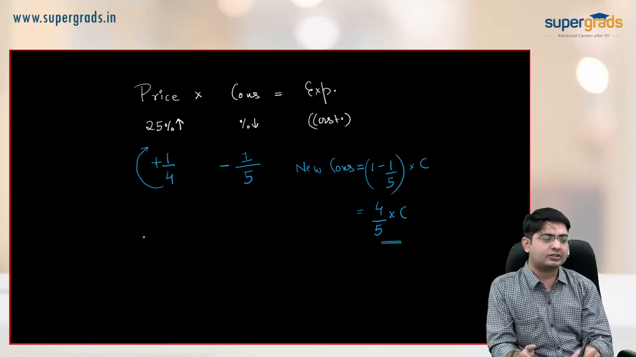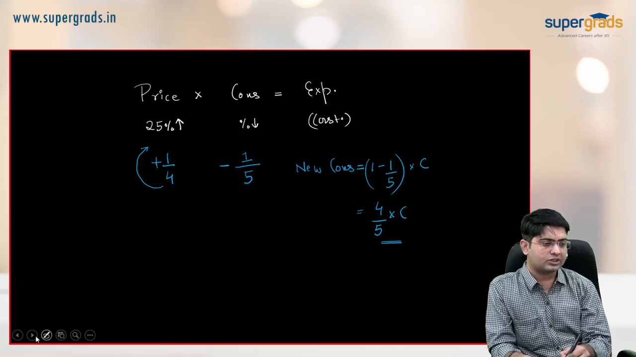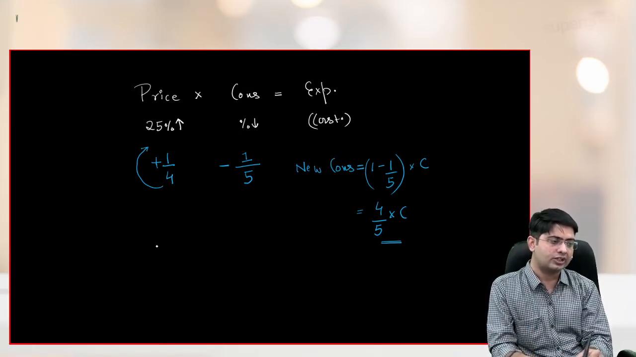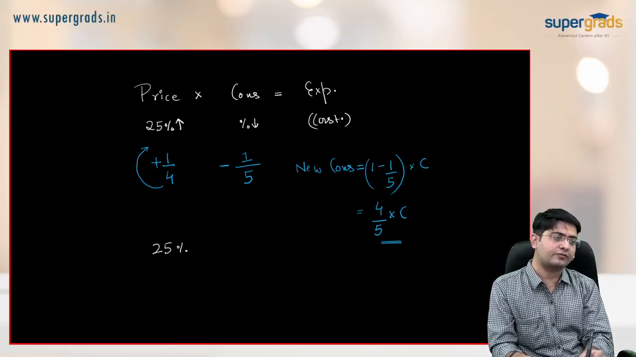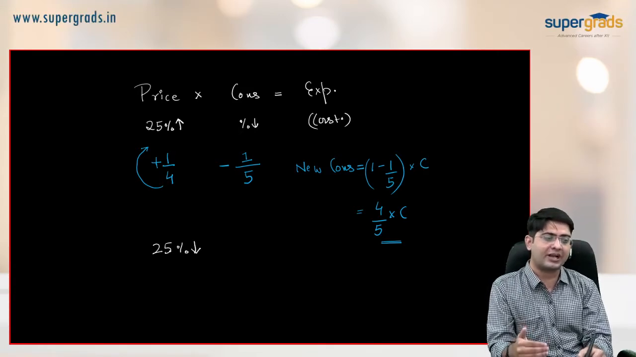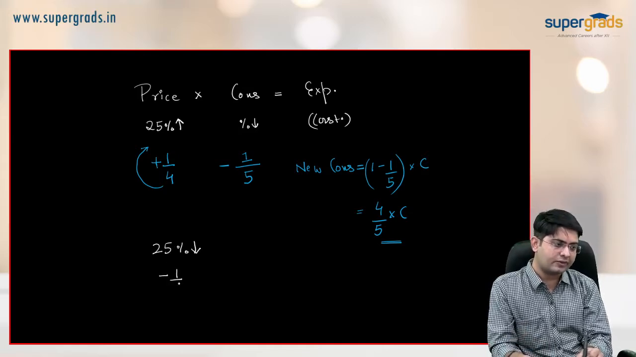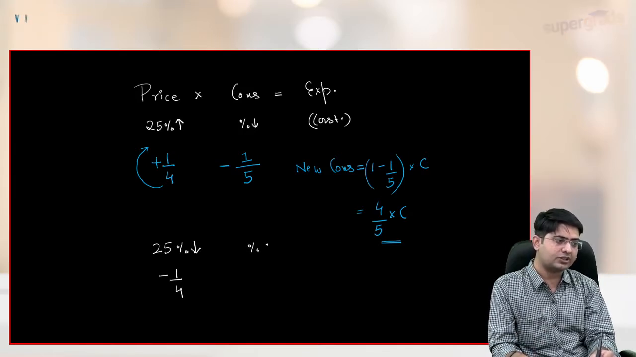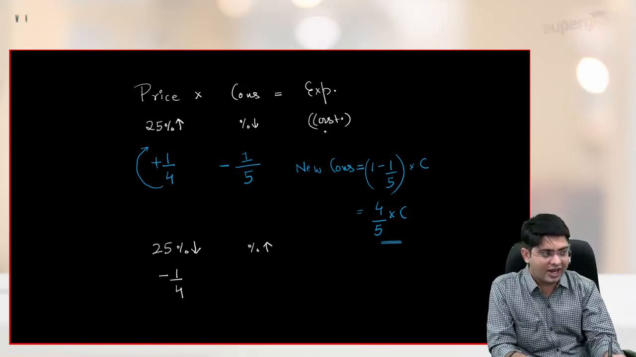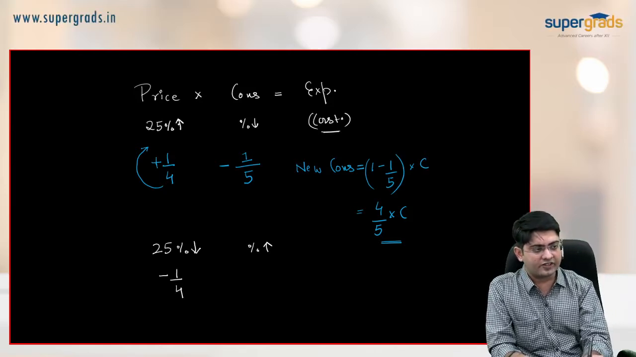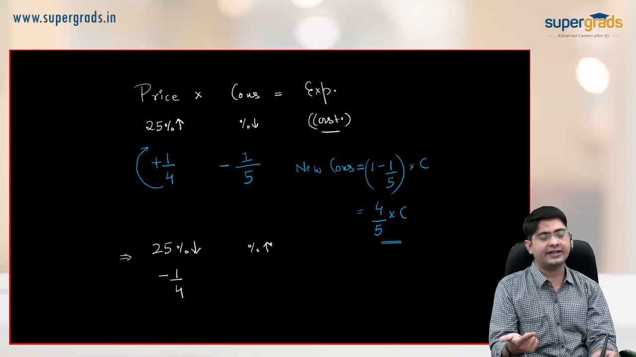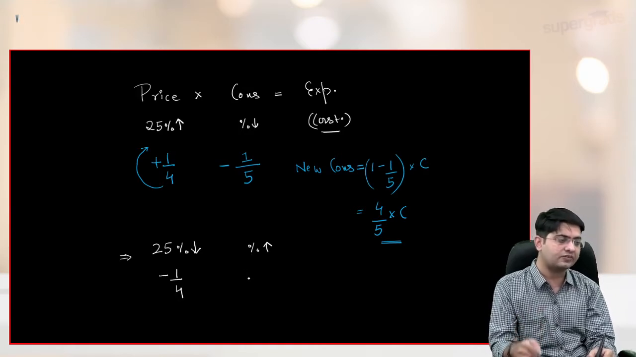Let us look at the opposite case. Suppose instead of an increase, the price has reduced by 25%, that is, by 1 by 4. By what percentage will consumption increase? I have to keep the expenditure constant. If price increases, consumption decreases; in this case, if price decreases, consumption has to increase. By what percentage will it increase?